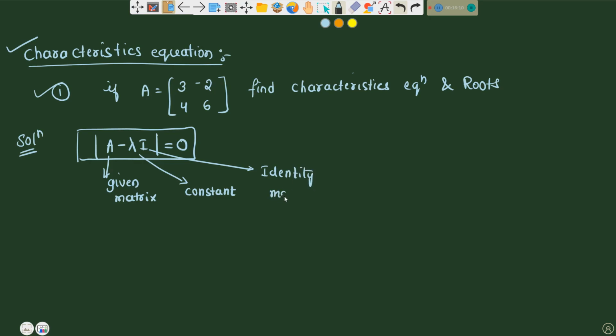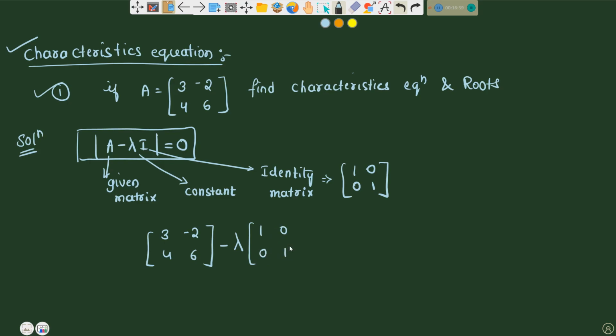The identity matrix, it is 2 cross 2, right? The identity matrix is also called what? Unit matrix, that is 1 0 0 1. Now according to this we have to do it. A is given as 3 minus 2 4 6. Minus you keep as it is, lambda you keep as it is, times the identity matrix 1 0 0 1, and this will be equal to 0.